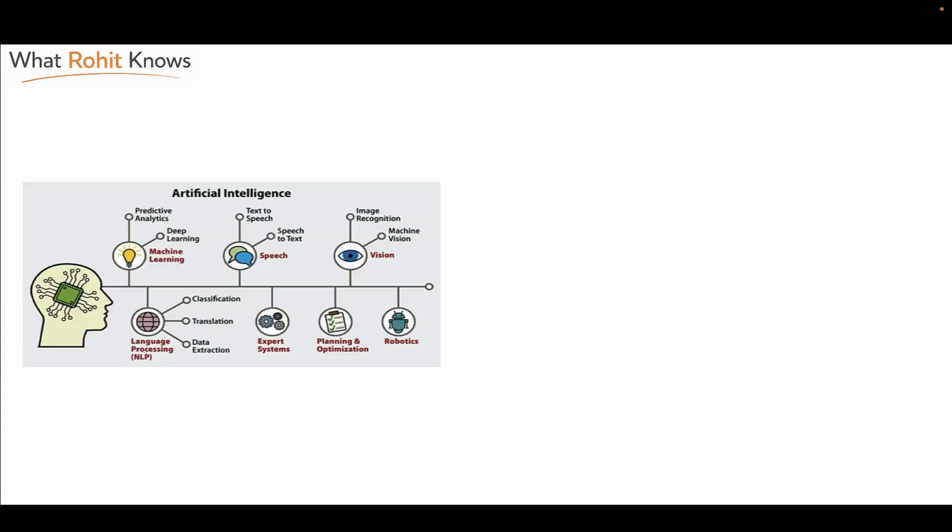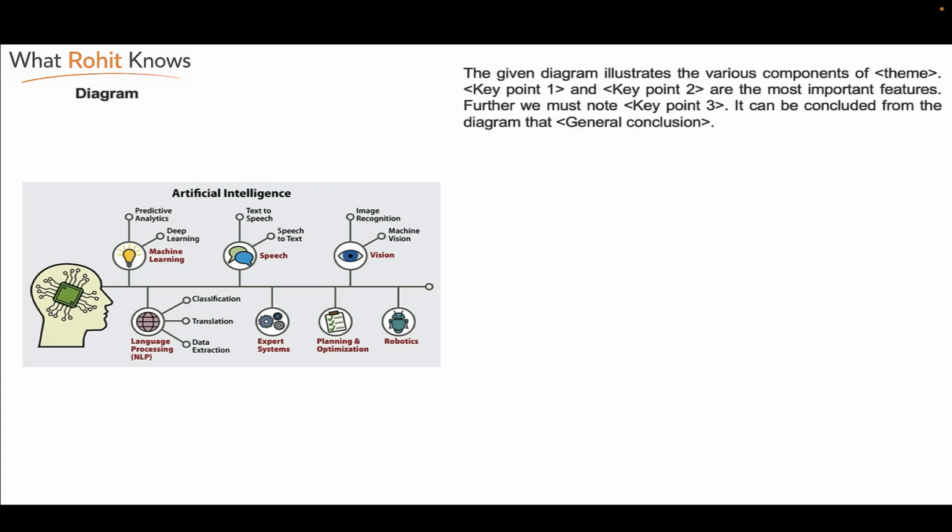So next what we have is a diagram, and basically there will be two types of diagrams. This is one diagram which explains a concept. So for example, a diagram on evaporation, on the water table, on how clouds are formed, on artificial intelligence, on how computers work.